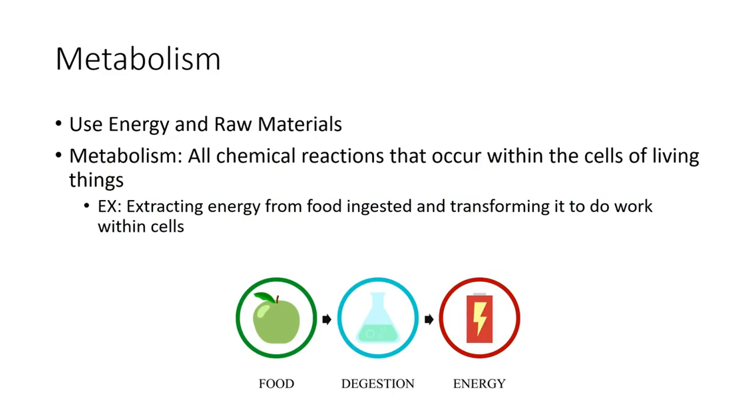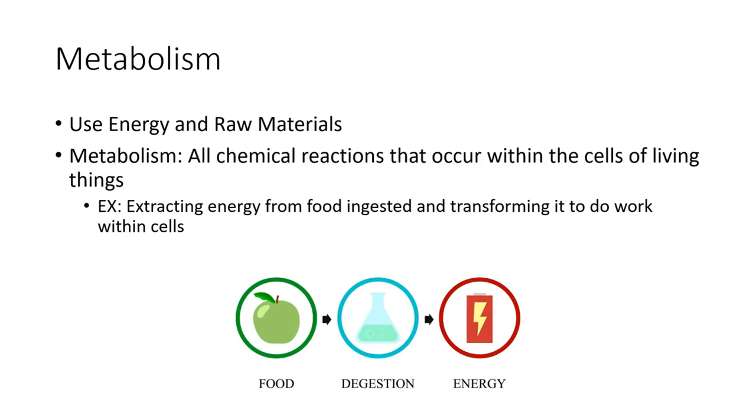Alright, metabolism. So metabolism is going to use a little bit of energy and some raw materials that we get from the things that we consume, like food and beverages. So metabolism, by definition, is all of the different chemical reactions that occur within the cells of different living things. In this case, it's obviously humans. So our metabolism is all of the chemical reactions that are taking place within our cells.